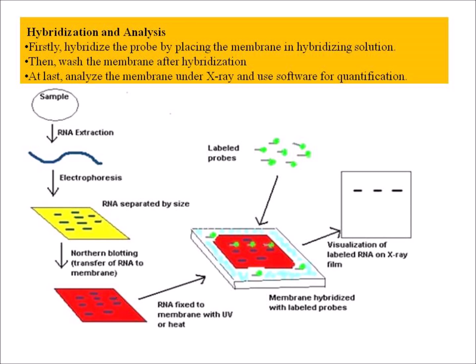This figure shows the summary of Northern blotting. Sample RNA is extracted and subjected to electrophoresis, then RNA is separated by size. In Northern blotting, RNA is transferred to a membrane, then fixed to the membrane with UV or heat. Labeled probes are added, so the membrane is hybridized with labeled probes. Then the labeled RNA is visualized on X-ray film.